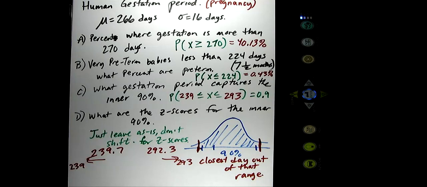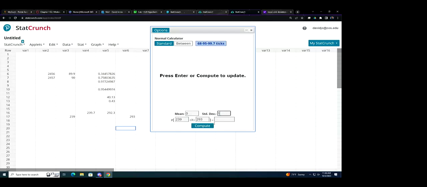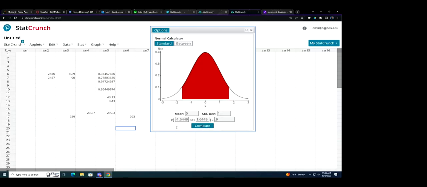And finally, we have to do the Z-score. Now, we could go through and figure out what those values are and convert them by hand, but work smarter, not harder. Z-score has a mean of 0 and a standard deviation of 1. If I put 0.9 right here, I can get that same 90% and get the Z-score straight out the gate. None of those calculations. Z-scores for the middle 90% are between negative 1.645 and positive 1.645.